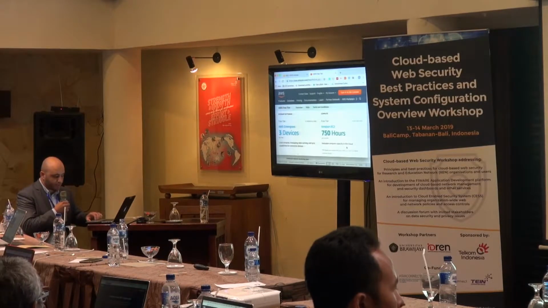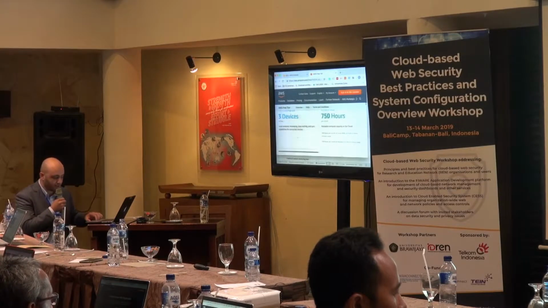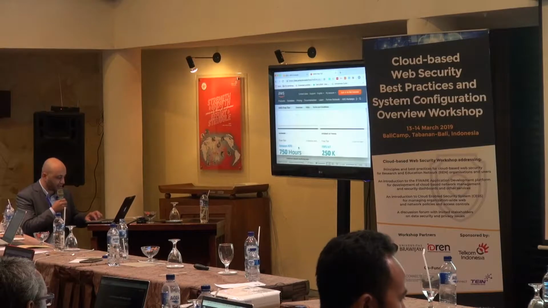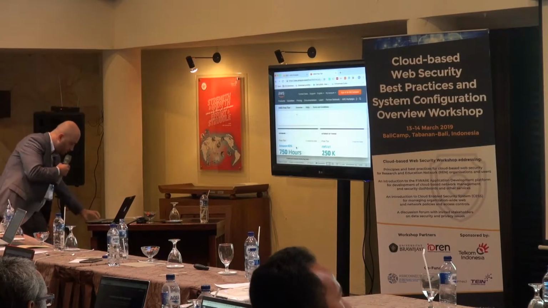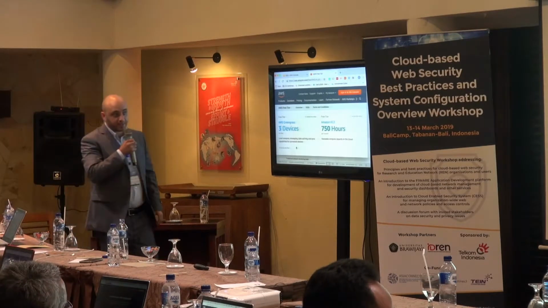For example, we have Amazon EC2, Elastic Compute Cloud, which is where the operating system is installed on the machines, and we also have, for example, RDS, Relational Database Service. Here, as you can see, it offers you 750 hours.